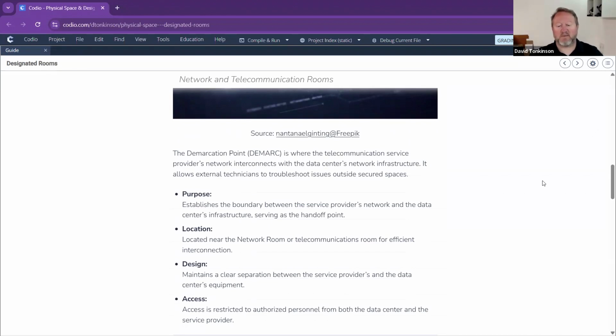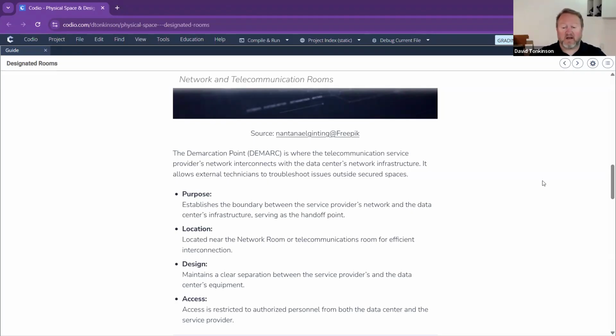So the big purpose is it establishes a boundary between essentially your service provider, your ISP, and the data center infrastructure. That means essentially we've got a very nice, neat handoff point. Anything that's going wrong up to here, well, that's my fault and I'll look after it. Anything that goes wrong from there onwards, well, that's my ISP and he comes in and fixes that piece.